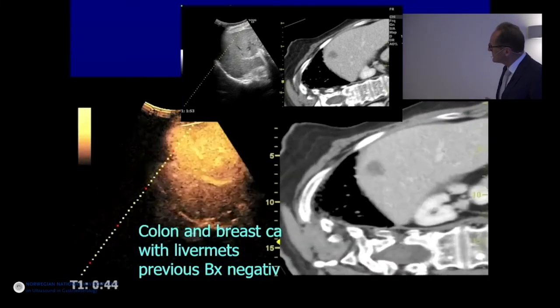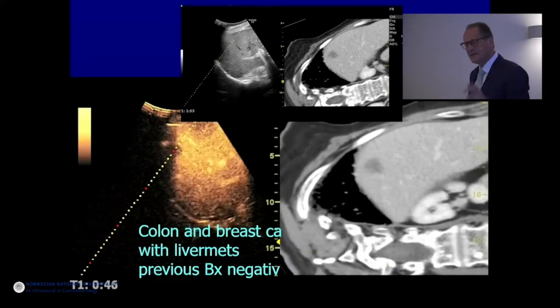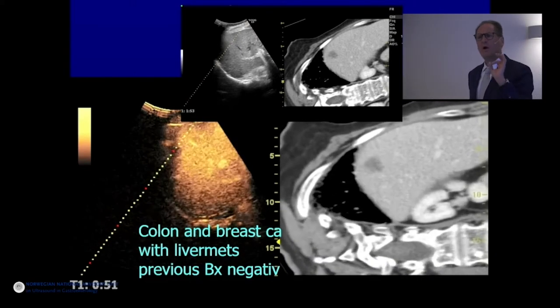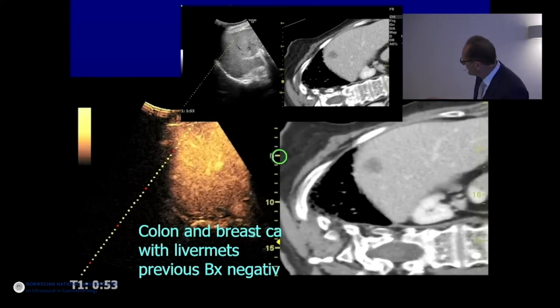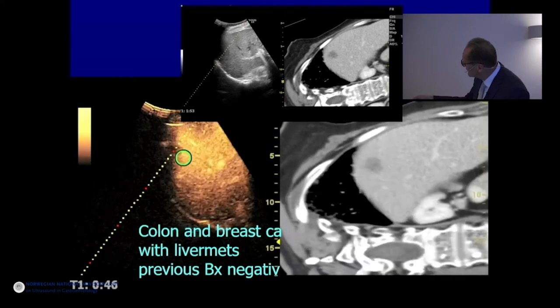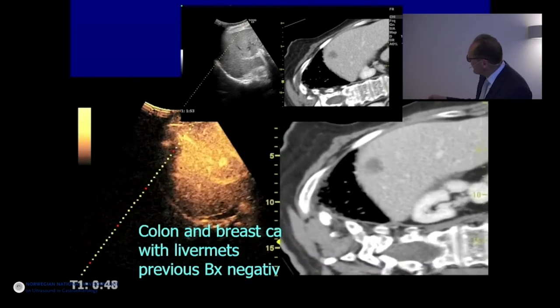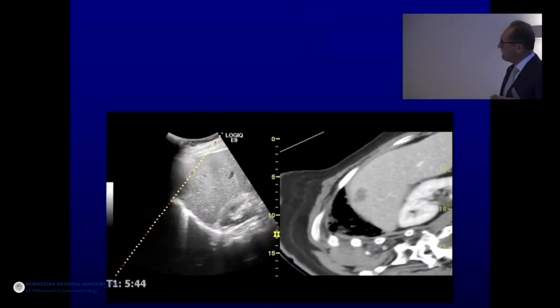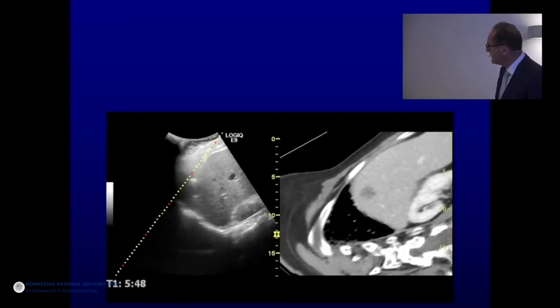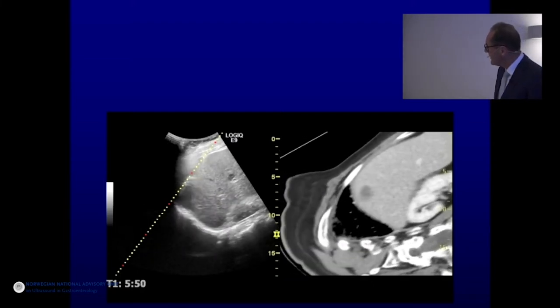We added ultrasound contrast agent, and it's not that the contrast agent will show it for you, but it makes it more conspicuous. If you look carefully up here, you can see when the patient breathes, the lesion comes into vision. You can actually see it. So being comfortable that it was really there, we went ahead and took a biopsy, and you can see the needle coming in there.